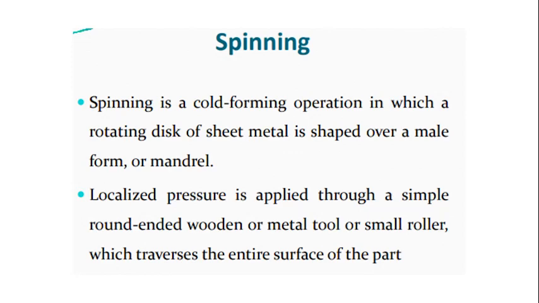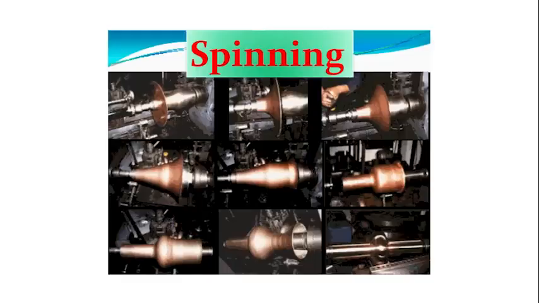And that tool will start pressurizing your sheet from one point and it will produce whatever shape we want. Suppose this is our blank, this is our sheet, and we want this shape. Whatever shape we want for our cup, suppose here it is like that, here it is like that, that kind of shape we will use as a mandrel.